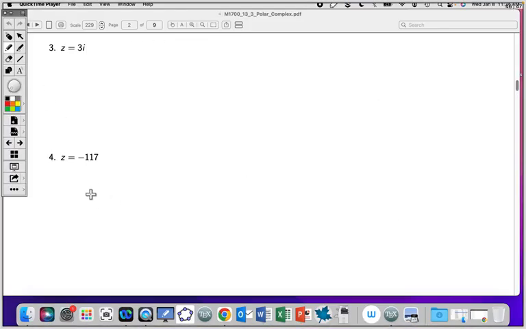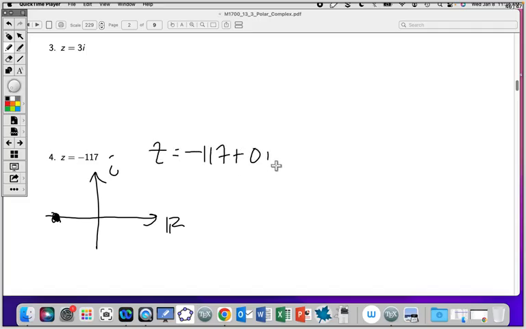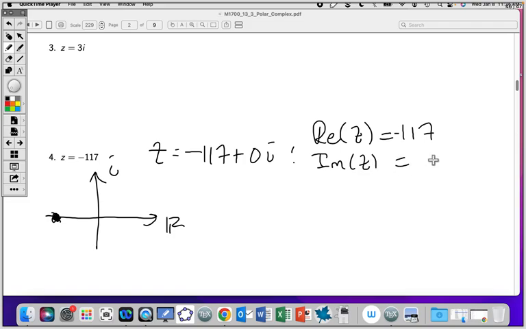And finally, z equals negative 11/7. That's going to be back here. So z here is a real number, so there's no imaginary part at all. Negative 11/7 plus 0i. So it's going to be right there. The real part of z is negative 11/7. The imaginary part of z is 0.